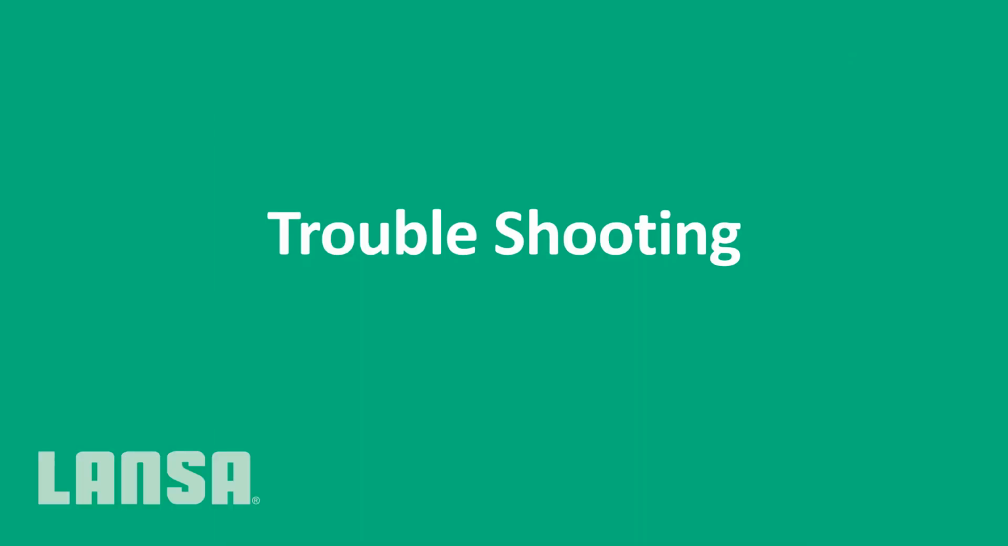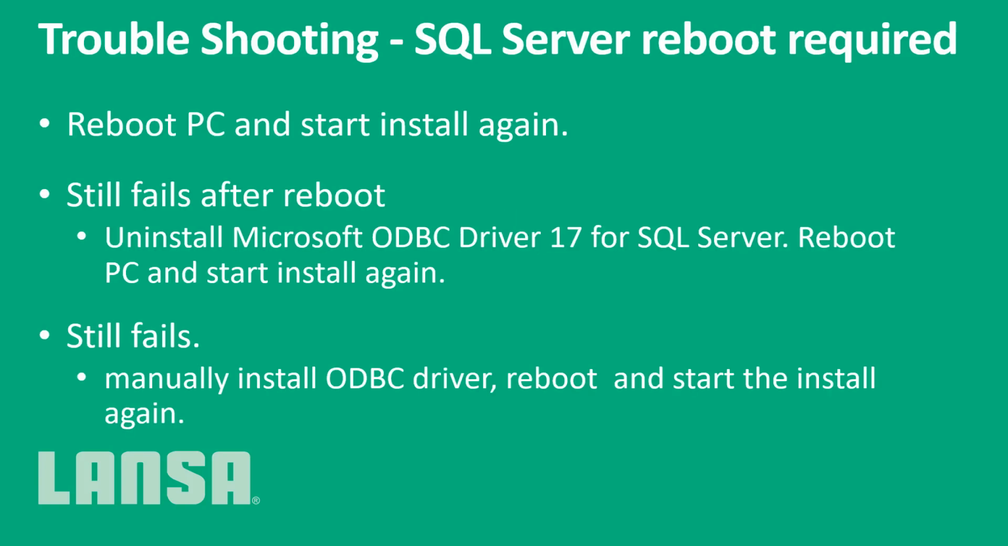But what if something goes wrong during the installation? I'll take you through the common issues we have during the installation process. The main cause of an installation failure is the PC requiring a reboot after the SQL server has been installed. Now this is because Windows maintains the lock on the server while it does the update and won't release it until after the PC has been rebooted. Once the reboot is completed, you just need to run the install process again. This will normally resolve the issue.